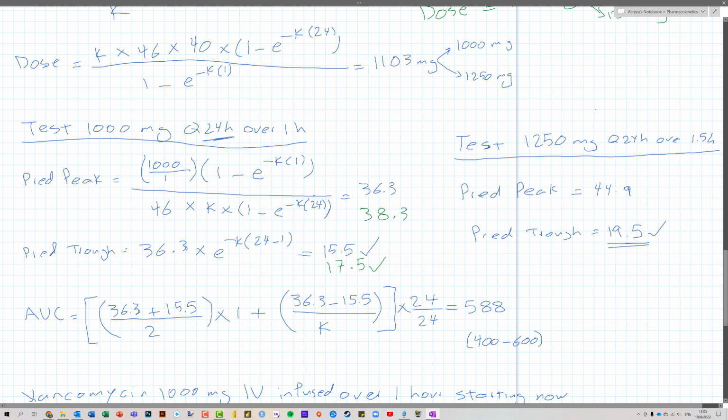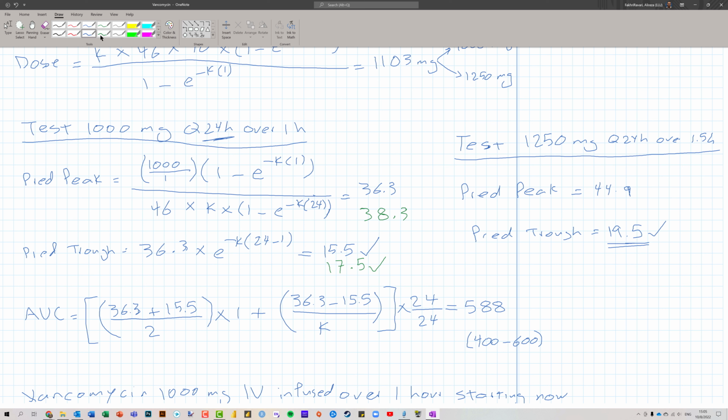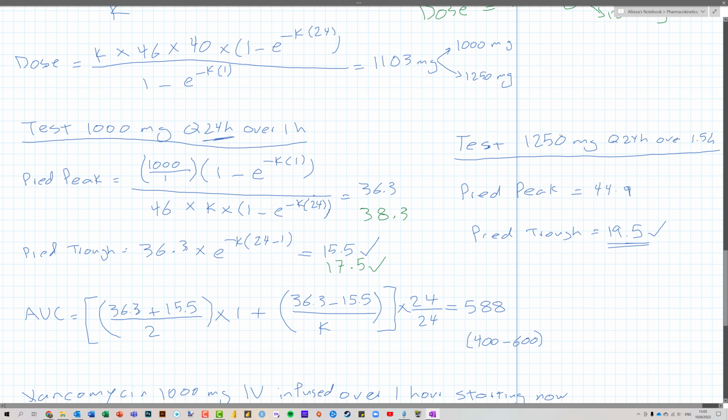Okay, so this is where depending on which K you use, it will likely make a difference. So if you do the same thing with the green K, your predicted peak would be essentially 47.5, and your predicted trough using the green K using the Matzke equation would be 22.1, which is toxic. Okay, so for that reason, I know one K is giving you within range, but the other K is giving you a potentially toxic trough.